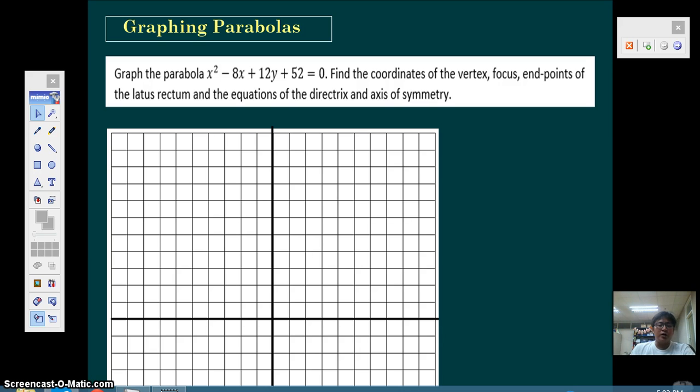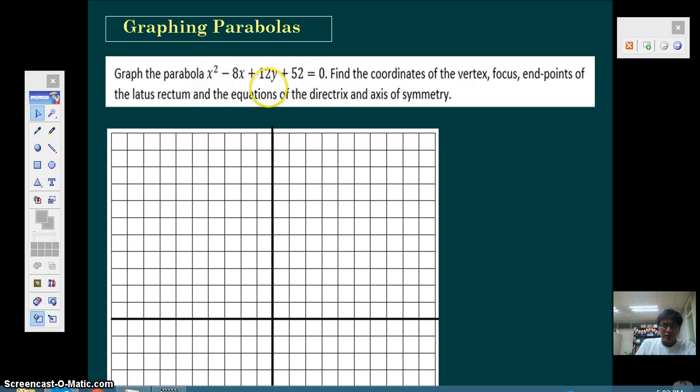Now, you're given: graph the parabola x squared minus 8x plus 12y plus 52 equals 0. Find the coordinates of the vertex, focus, and points of the latus rectum, and the equations of the directrix and the axis of symmetry. First, notice that what we're given is the general form of a parabola: x squared minus 8x plus 12y plus 52 equals 0.